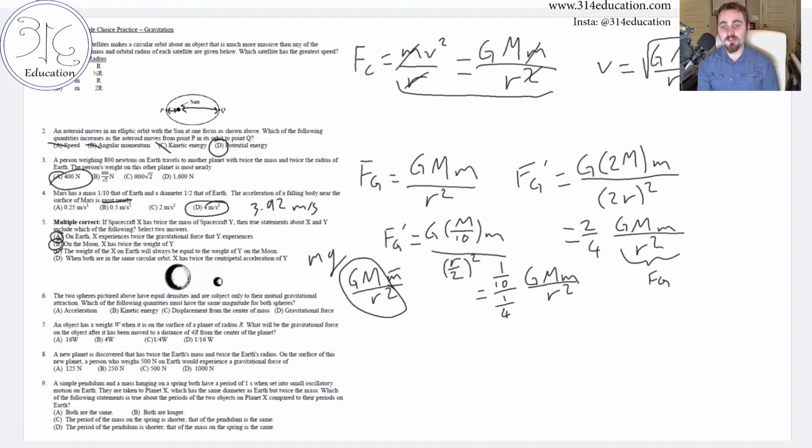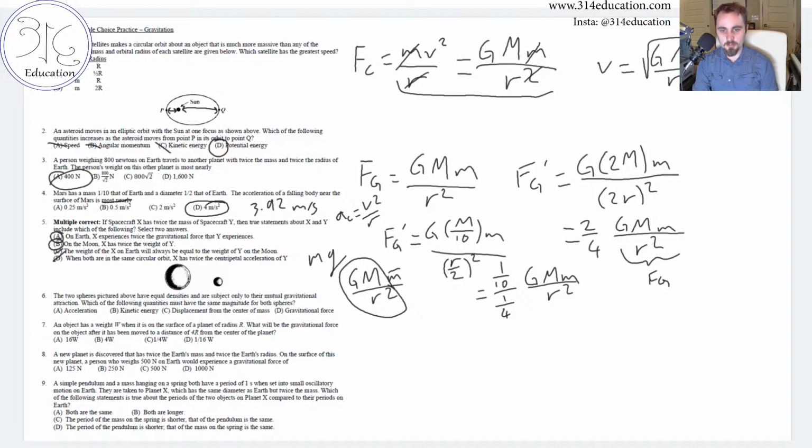When both are in the same circular orbit, X has twice the centripetal acceleration of Y. No, that's not going to be true, because acceleration is equal to v squared over r and does not depend on mass. So D is not true either. That leaves our first choices, A and B, as correct. And we were asked to select 2, so that's good.